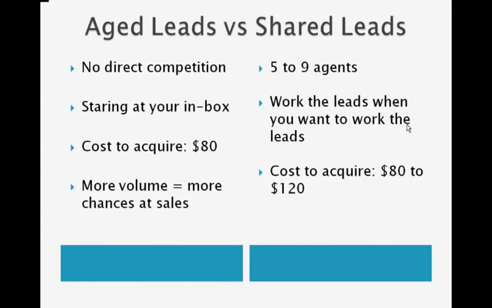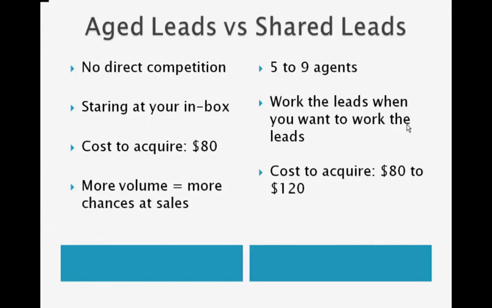The average amount of leads that you're going to work to get a deal for aged leads is about 80 leads. Some close 1 out of 50, some close 1 out of 100. You kind of go around the middle, and the average is about 80. So you're going to spend about $80 on average to gain a client.